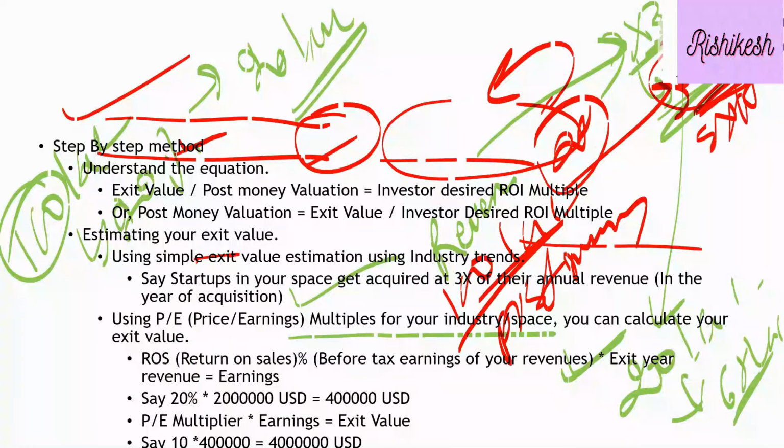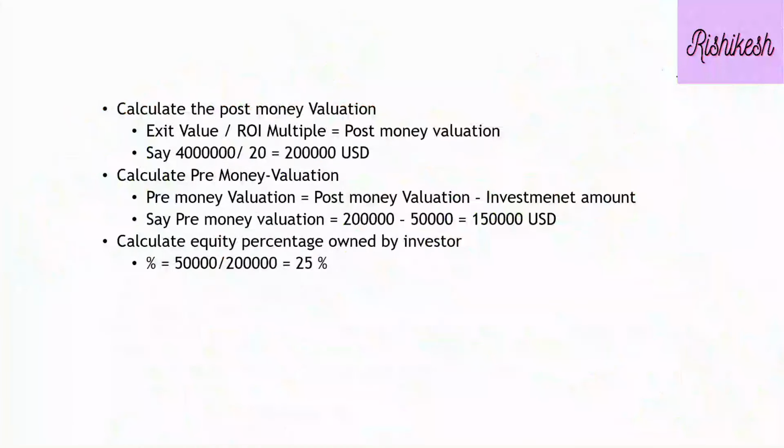Once you have the exact earnings, let us suppose here the ROS was 20% and the exit year revenue was 20 lakh dollars. If you multiply it, you get $4 lakh as your earnings, and $4 lakh is multiplied by the P by E multiple. P by E multiple is specific to a particular industry. Let us suppose for this industry where this startup is, the P by E multiple is 10. So if you multiply this, you get 40 lakh US dollars, and that becomes your exit value.